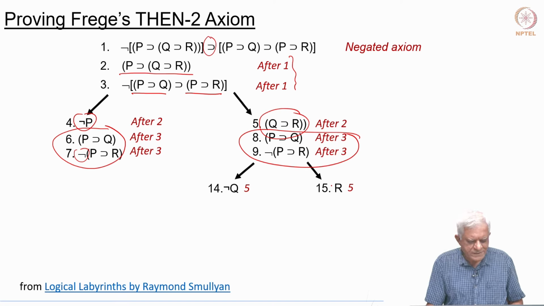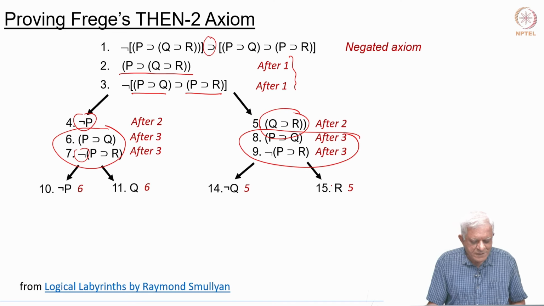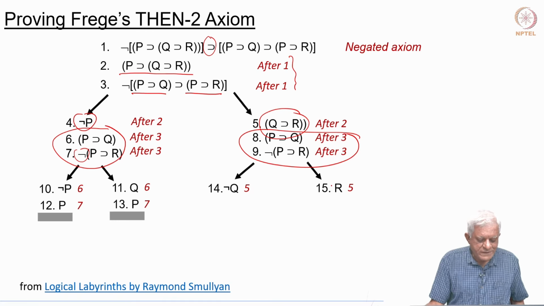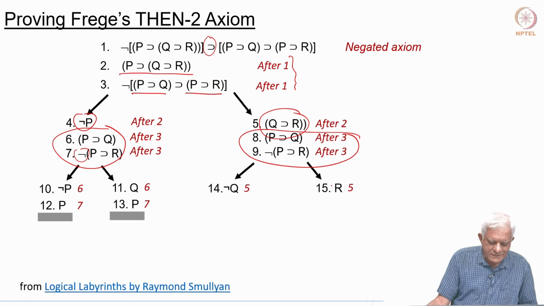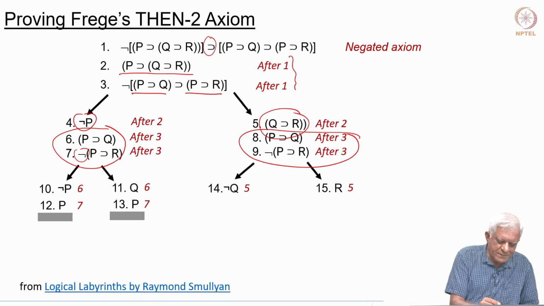Then we go to number 6, which is similar, P implies Q. So, either P must be false or Q must be true. Then we go to number 7, which says that P must be true and R must be false. So, to make not of P implies R true, you must make P true and R false, but the moment you make P true, this becomes closed.